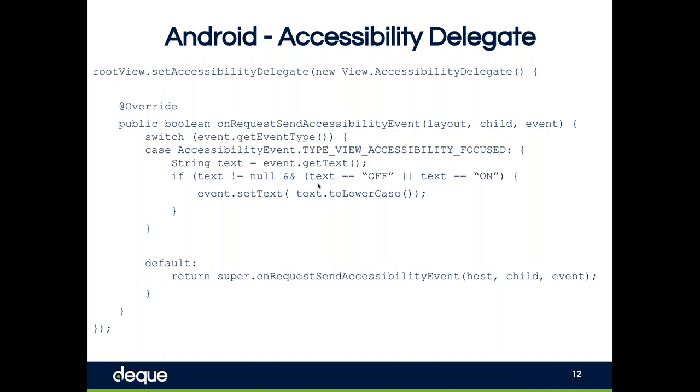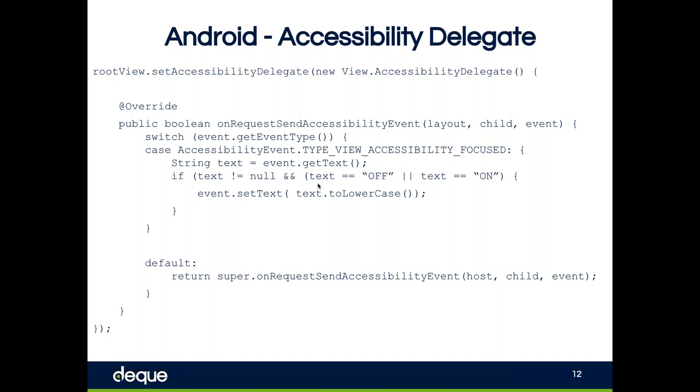And so how can we fix that problem? Well, first we could go through and change the on and off text on all of our switches in all of the applications that we have to capital O, lowercase n, capital O, lowercase f.